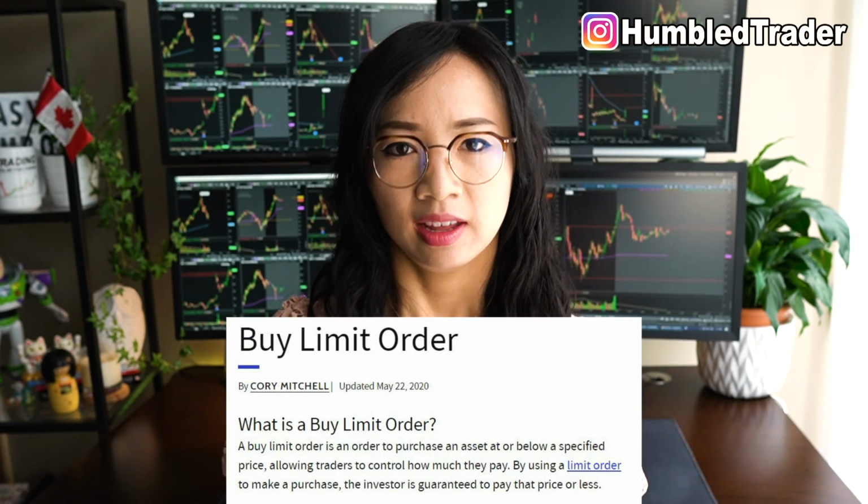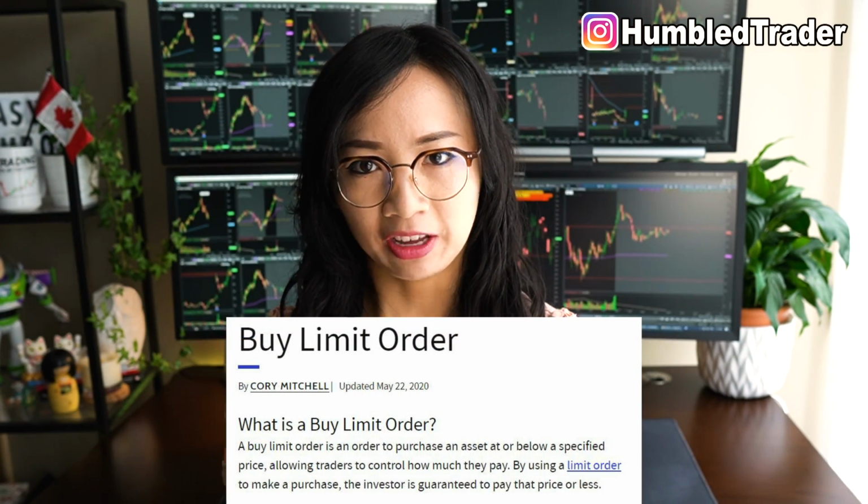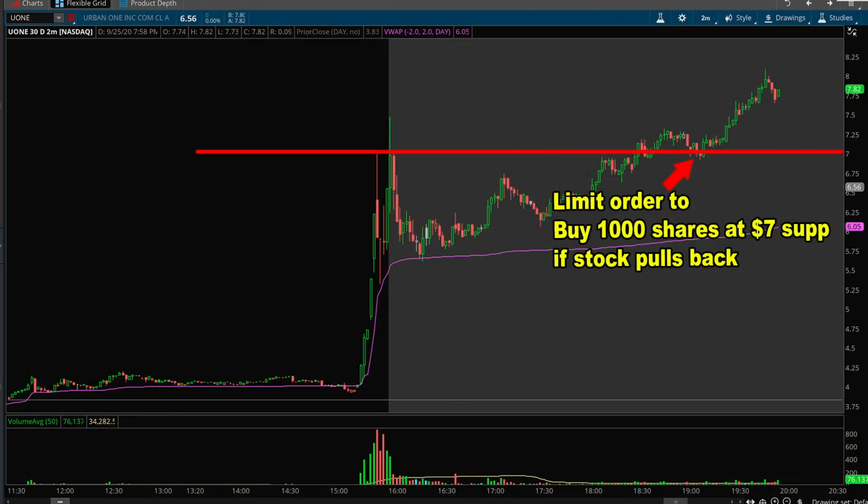So why are limit orders different from market orders? Because it literally limits the exact price you can buy or sell. This way, traders are sure to get their desired and the best prices for their stock positions. Let's say you choose to buy a low float runner like U1 in this example.